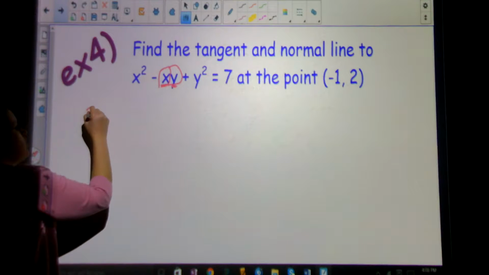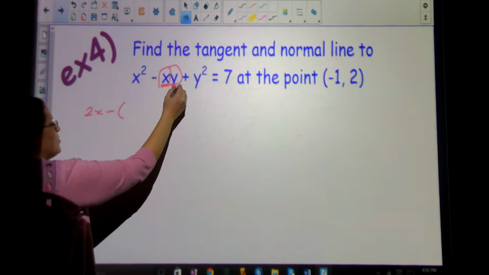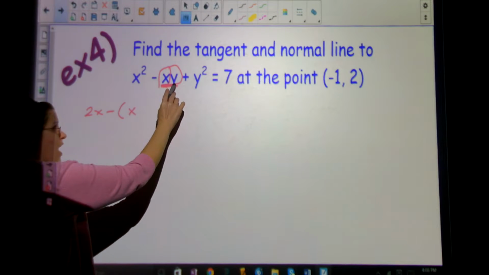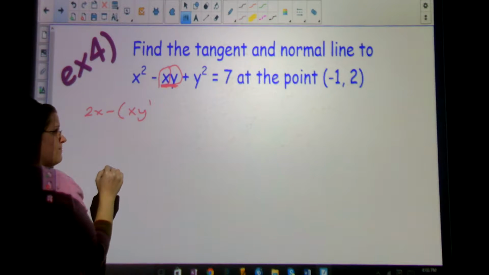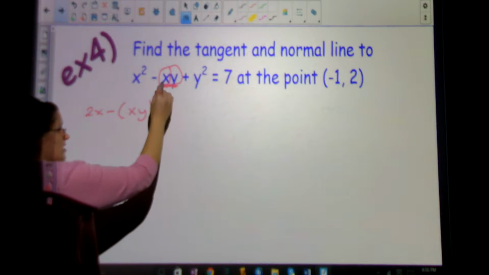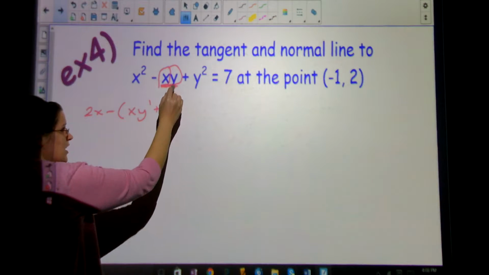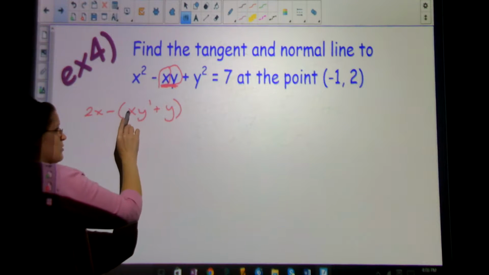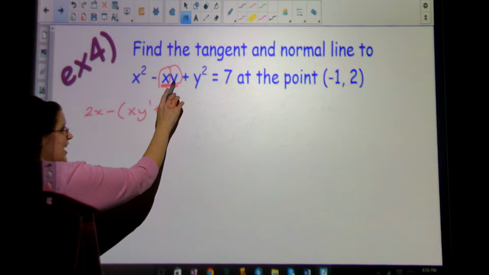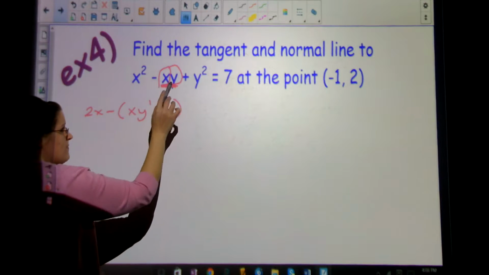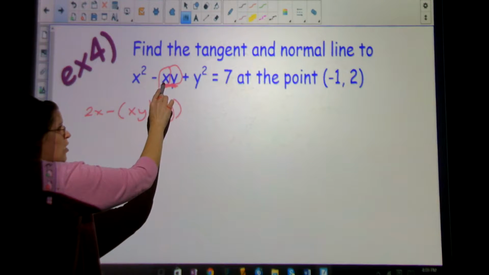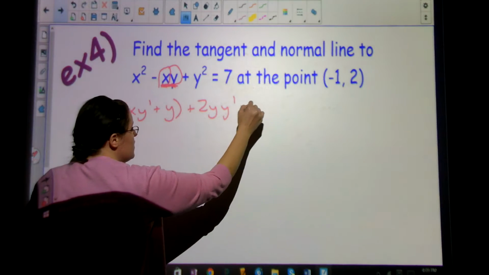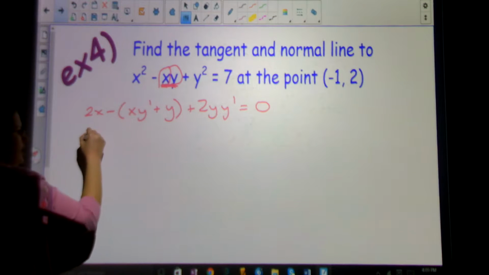So here we go. I'll have 2x minus, let's do the product rule between these two, which is the first times the derivative of the second, which is 1 y prime. We took the derivative of y. Plus, the derivative of the first is 1 times the second. Okay, so that's my product rule. Over here, 2y y prime equals 0. Distribute your negative.